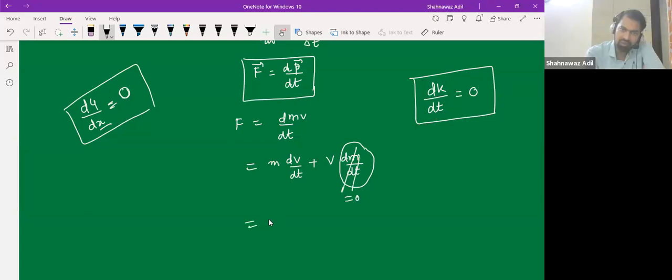So this is a constant, so this will give you 0. Then you have this m dv by dt. And what is dv by dt? We have discussed so many times. What is dv by dt? Rate of change of velocity.